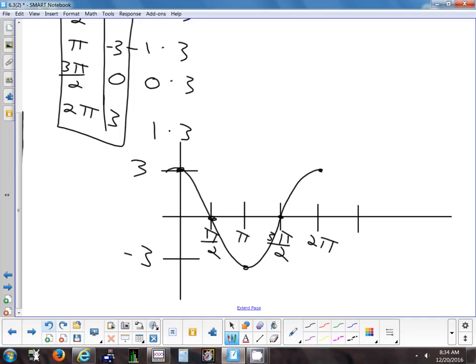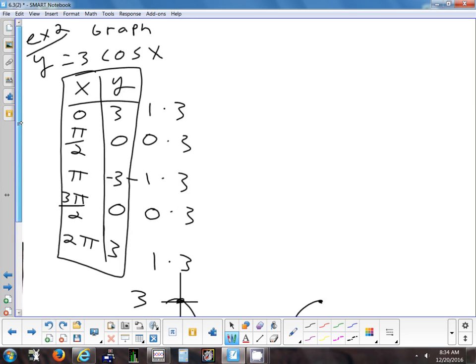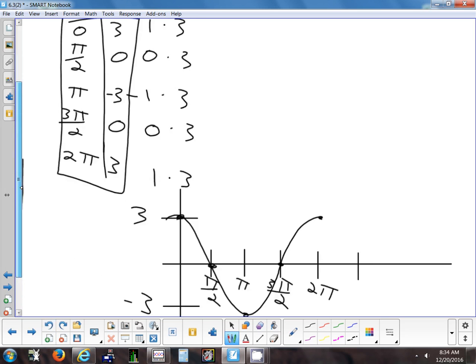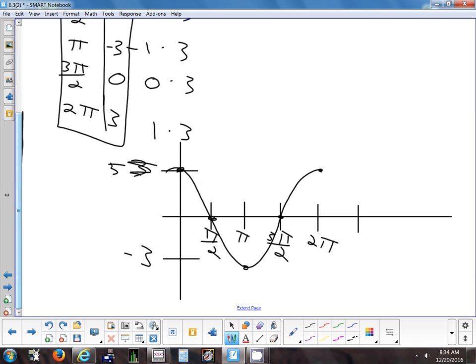Yeah? Would it only work that way for those 3? No, if you wanted me to graph 5 cosine x, I could just make this a 5 and make this a negative 5. And now that's a graph of 5 cosine x. Yeah, basically any number you want. I could just change my y max and my y min, and there's your graph. Okay, any other questions on that?